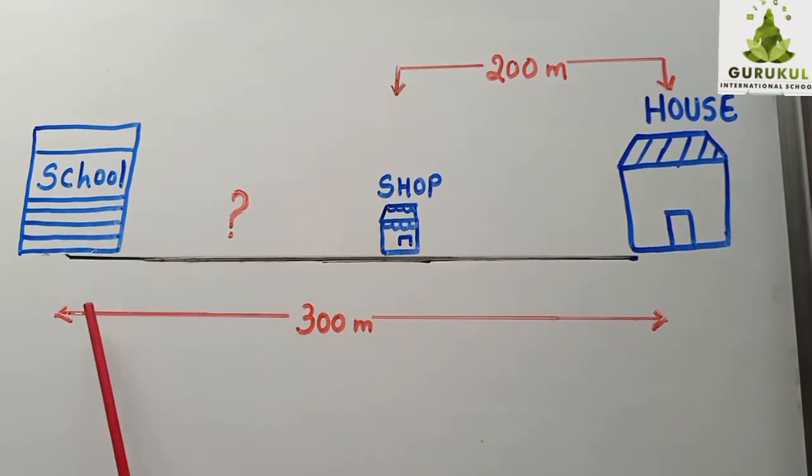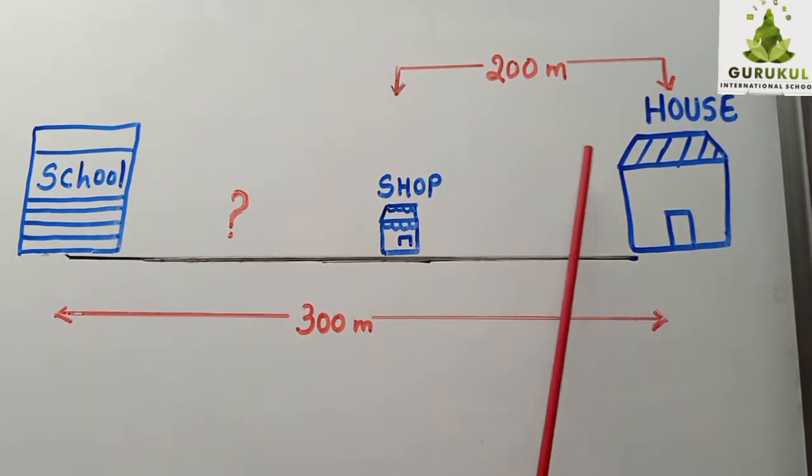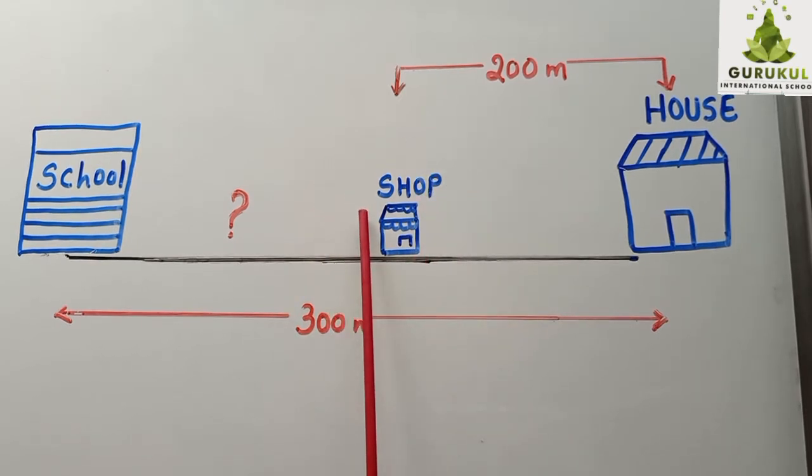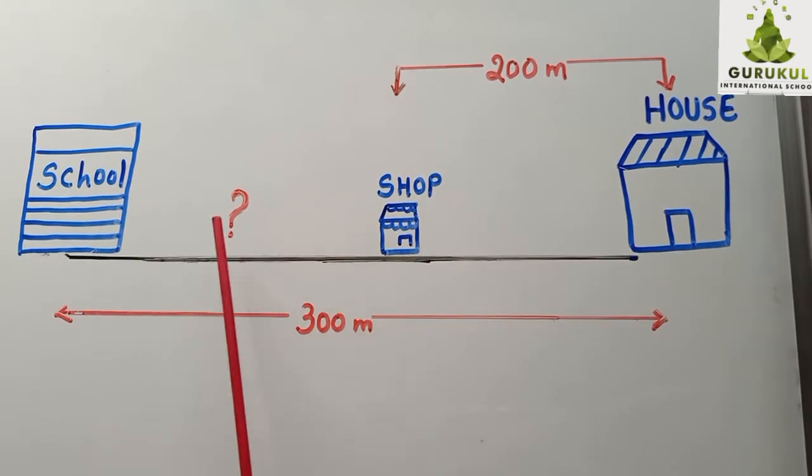This distance I don't know. But what I know is the distance from house to school and from house to shop. Is that clear? Now what is unknown? This. For unknown things, you can put any variable. We can use any variable.